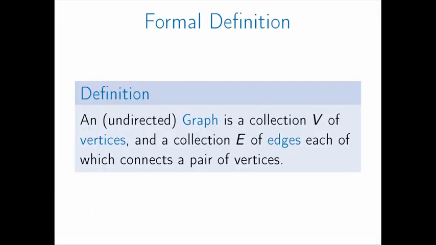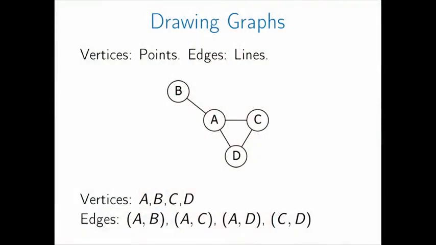Well, the formal definition of an undirected graph, we'll talk about directed ones in a few lectures, is that it's a collection V of vertices and then a collection E of edges, each of which connects a pair of vertices to each other. So when you draw them on paper, your vertices are usually drawn as points or circles, and the edges are lines or curves that connect pairs of these points. So, for example, the graph drawn on the screen has 4 vertices labeled A, B, C, and D, and it also has 4 edges, one between A and B, one between A and C, one between A and D, and one between C and D.